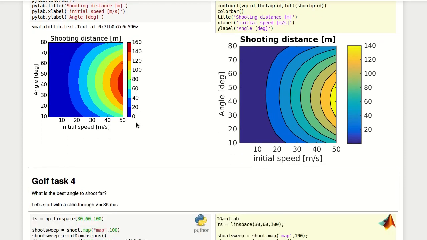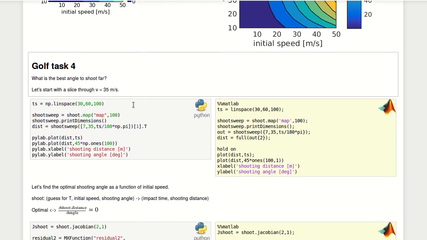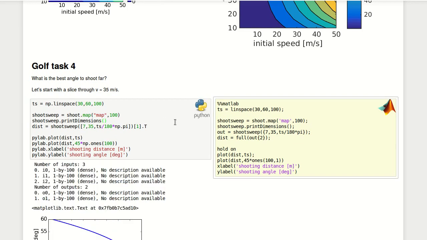Okay, so next task. What is the best angle to shoot to cover a lot of distance? Let's see what happens if we fix our velocity to 35 meters per second, for example, and we sweep over a range of angles going from 30 degrees to 60 degrees. The sweeping we could do with a for loop, and in the for loop calling the shoot function. In this case I used map again to make it a little bit faster, but it's not so important.